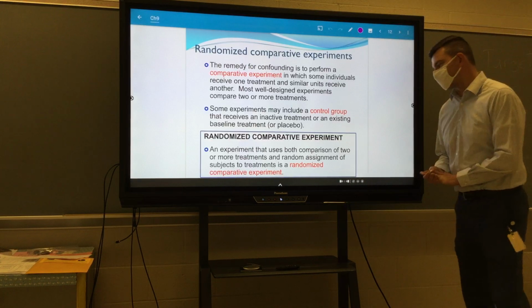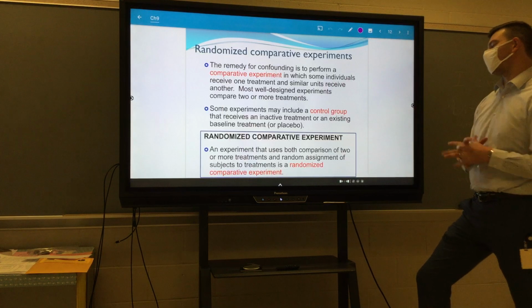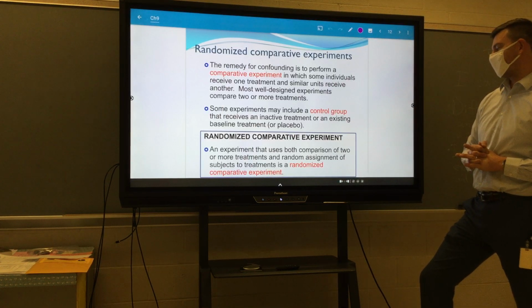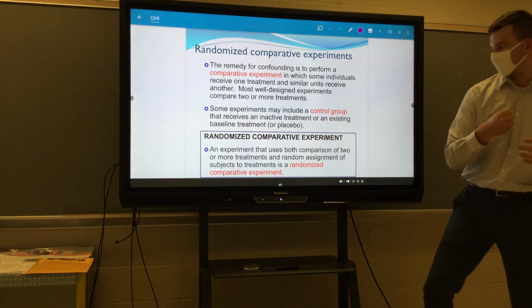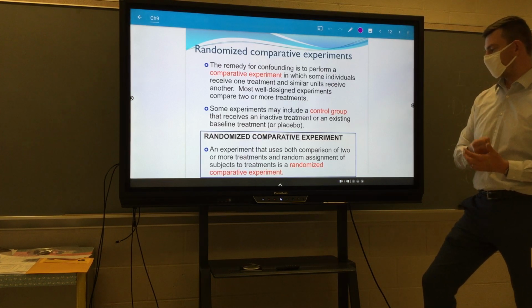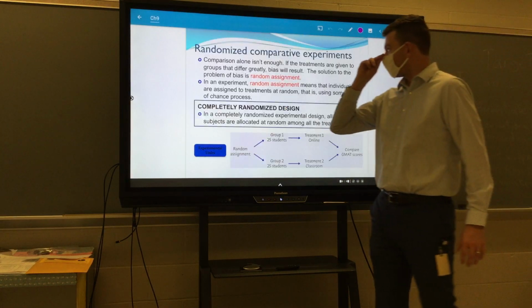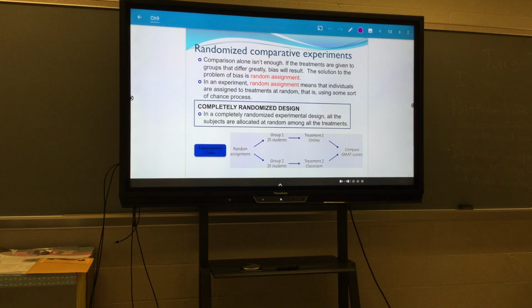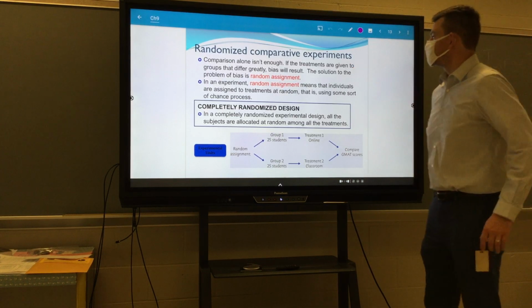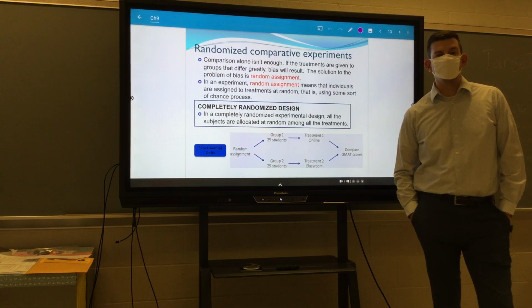Now, in these randomized experiments, they're using that comparison of two or more treatments and the random assignment of subjects to these treatments to make this comparative randomized experiment. That's kind of like the gold standard for what we're working for. Now, the comparison alone isn't enough. If the treatments are given to groups that differ greatly, bias will result.